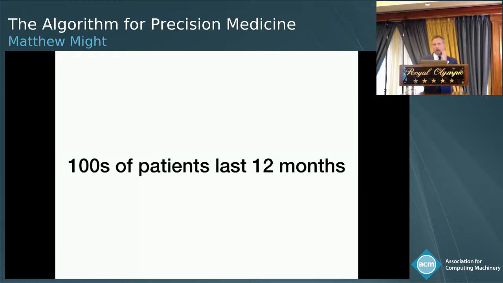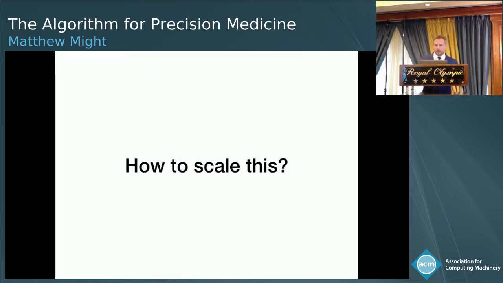We started this program about a year and a half ago. Since we launched it, we've seen and helped probably about 300 patients at this point. We really try to take on only the patients that have failed absolutely everything else, for which there is no other option available. And so the question we've been answering constantly is, how do we scale this up? How do we make this something that we can do efficiently at scale?